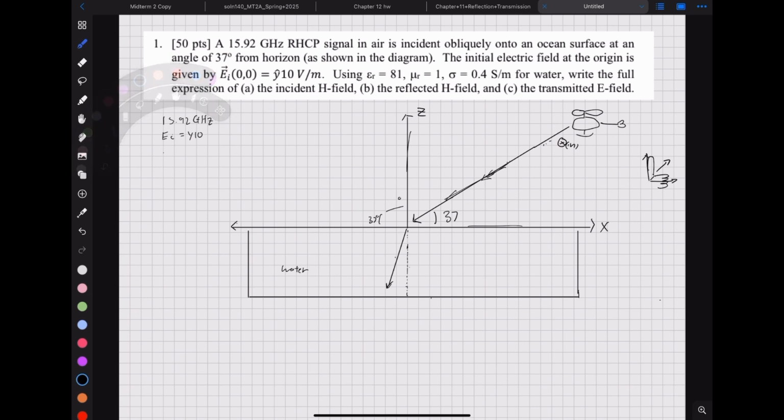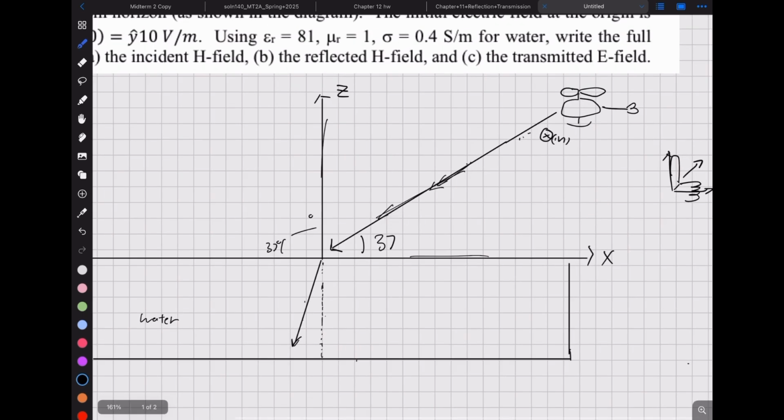Our epsilon R is equal to 81, mu R equals 1, and this is equal to 0.4 for water. Okay, so this is given as E of I.